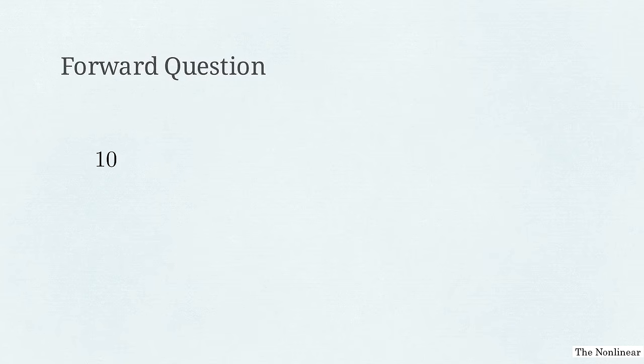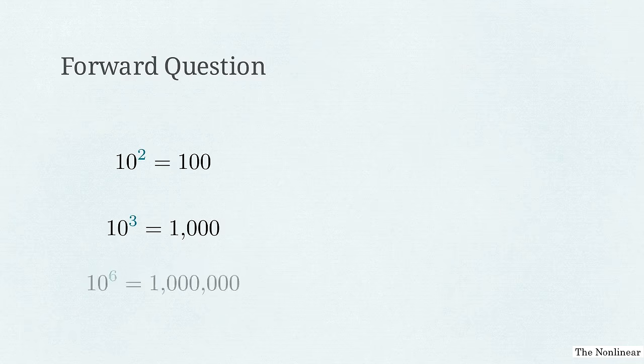To understand the logarithm, look at how exponential growth works. Exponentiation asks a forward question. Start with 10, multiply it by itself twice, and you get 100. 3 times, 1,000. 6 times, 1,000,000.